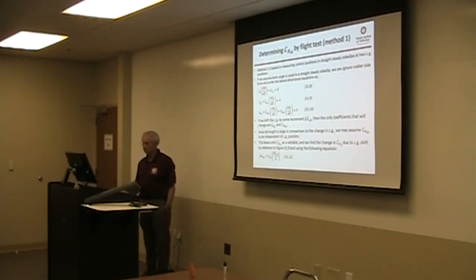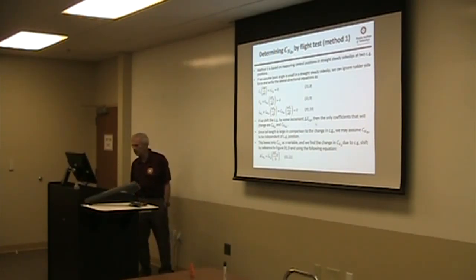So how much side slip did you have with beta? Again, you have all of this from the data that we got the other day. And if we shift the CG by some increment, which we did, then the only coefficients that change are Cn beta and Cn delta R.